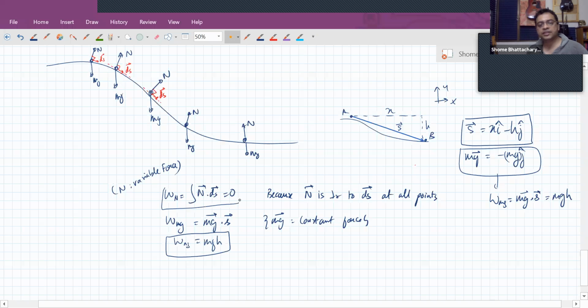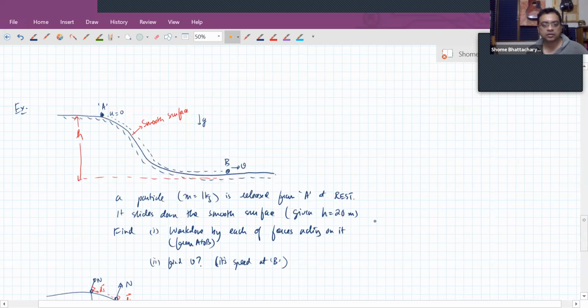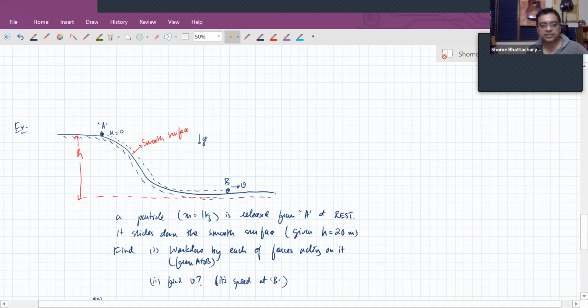Okay. So finally what we'll get, that work done by gravity is going to be, how much was the mass we had taken? I think it was 1 kg. G will take as 10. Okay. And h was 20.